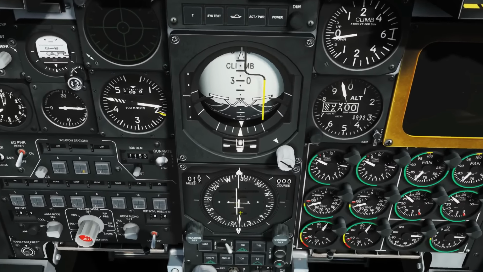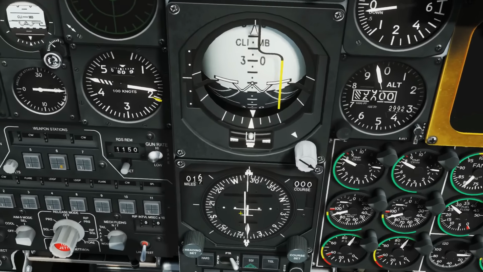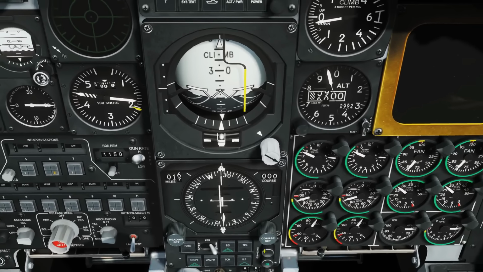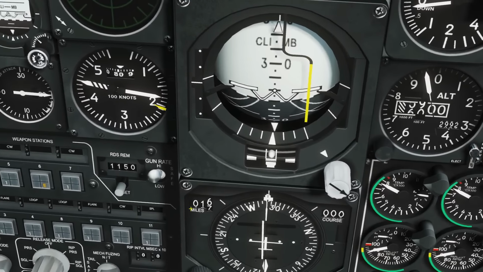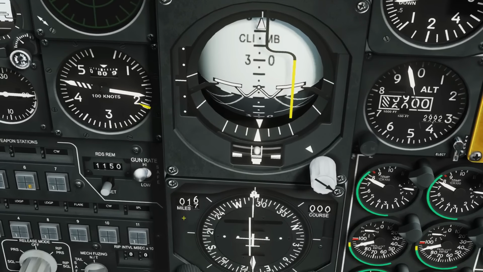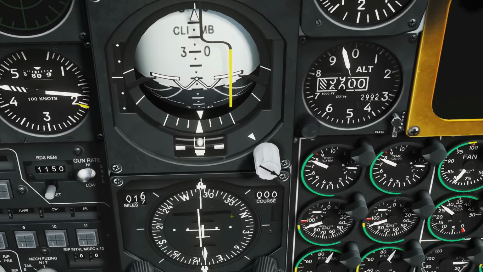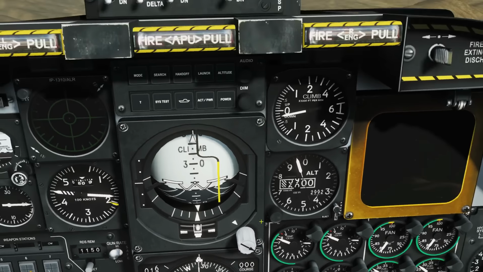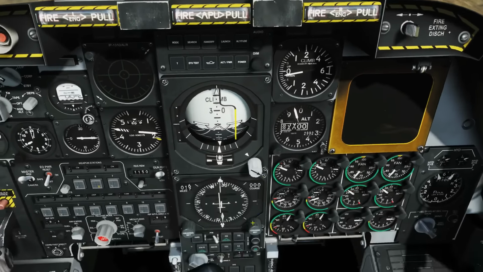Here we have our HSI. It's not configurable by turning these knobs here, but it does have some function. We've got a range here that tells us our range to our selected waypoint or point of interest. I don't think we can select the course here in an A-10 Alpha. If anyone knows any different, please let me know.